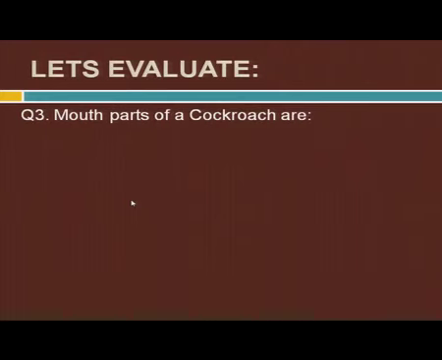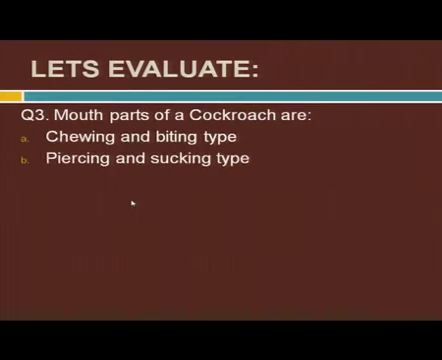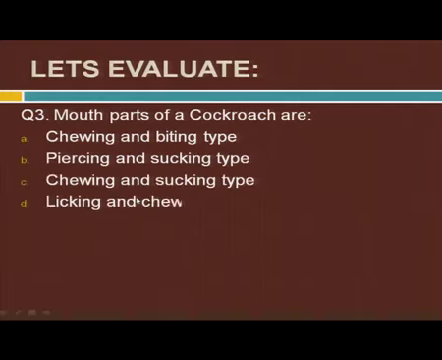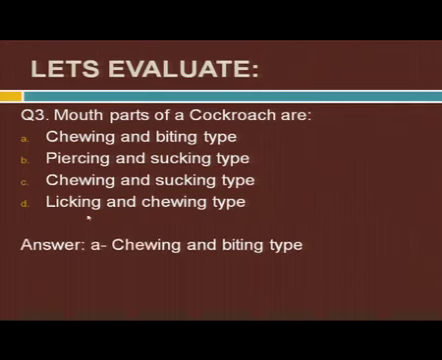Next, mouth parts of a cockroach are chewing and biting type, piercing and sucking type, chewing and sucking type, licking and chewing type. What will be the correct answer? Yes, it is A, chewing and biting type. Cockroaches are nocturnal, they are omnivorous, they have mandibles for chewing and biting. So, the correct option is A, chewing and biting type.